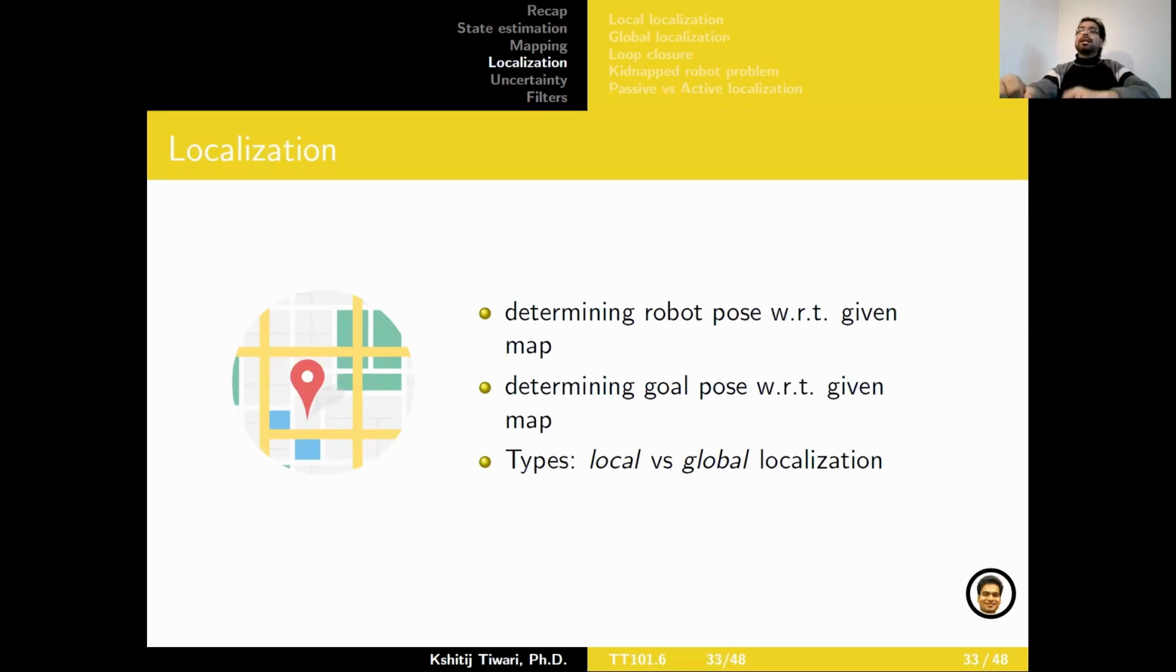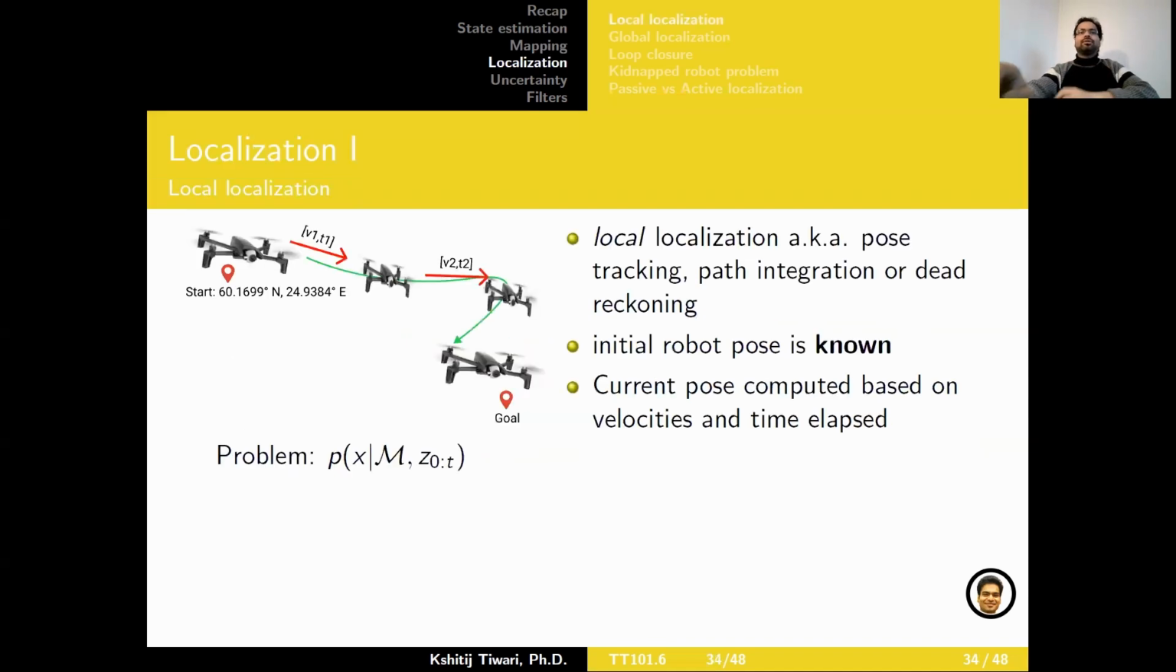There are typically two kinds of localization, local and global. So let's quickly look at what the difference is. Local localization is often known as pose tracking, and sometimes also known as path integration and dead reckoning, which are from other domains. Let's say sailors use dead reckoning, or in psychology you might sometimes use the term path integration, which are synonymous with what we're doing in pose tracking. The main idea here is that the starting pose of the robot is known.